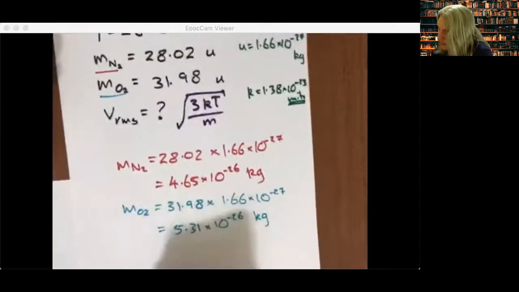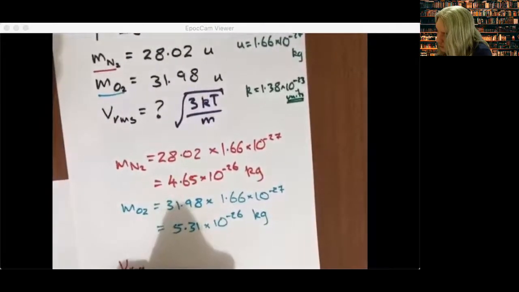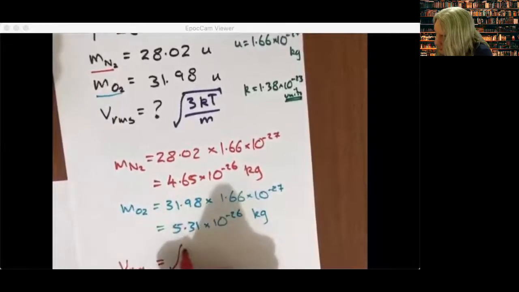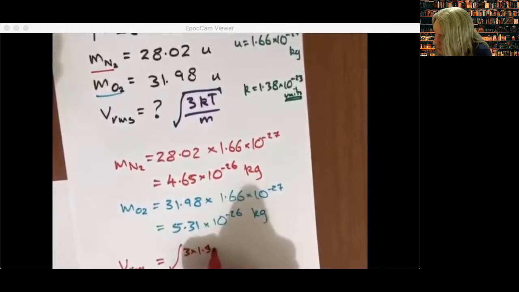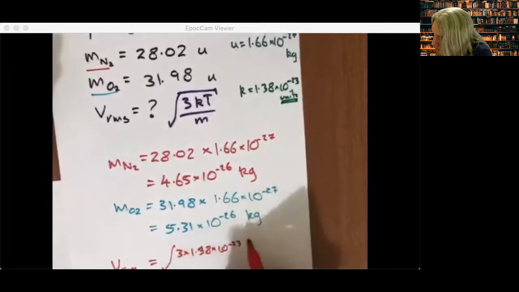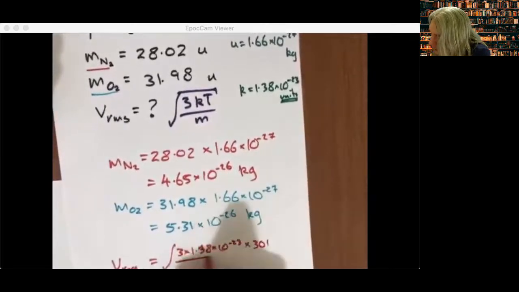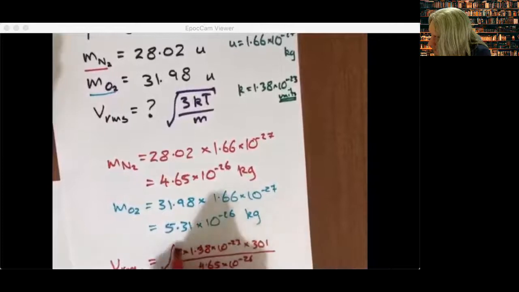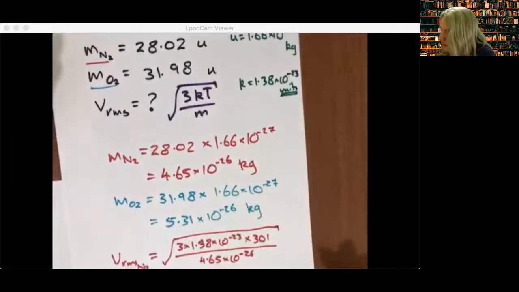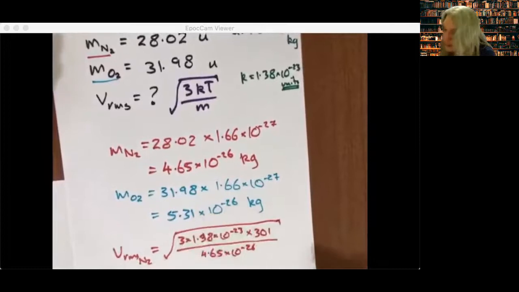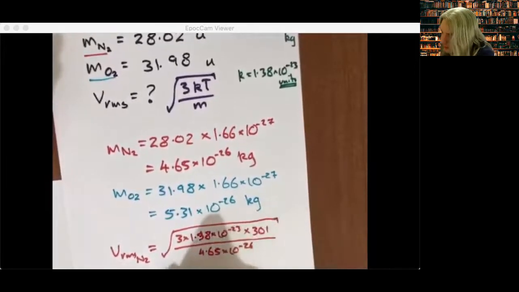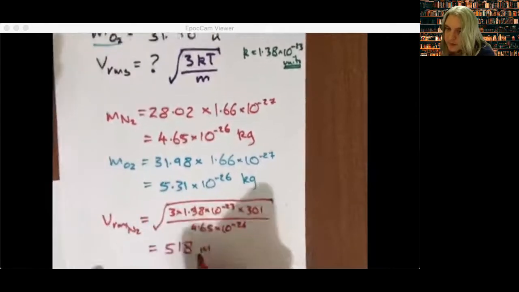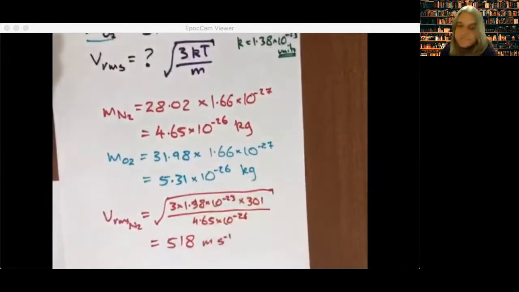So now we can do our actual calculation. V RMS for nitrogen is equal to the square root of 3 times 1.38 times 10 to the negative 23 times 301 Kelvin, all divided by the mass of nitrogen, our molecule, which is 4.65 times 10 to the negative 26 kilograms. And that will give us a speed. Our speed should come out to be 518 meters per second. All right, 518 meters per second for that one.